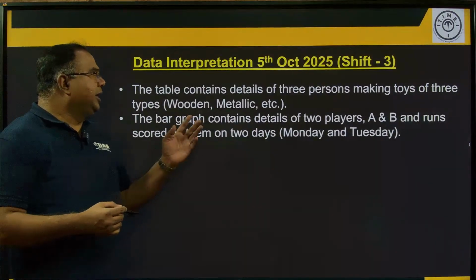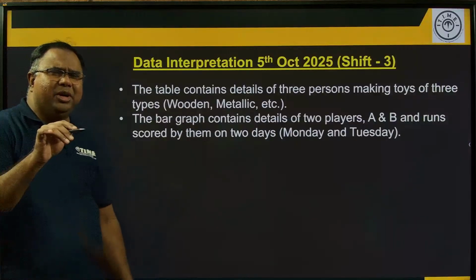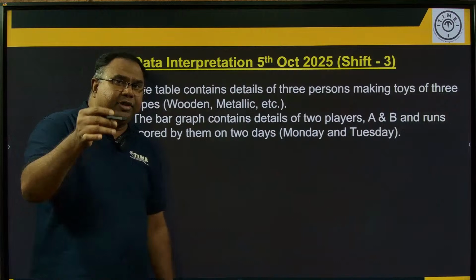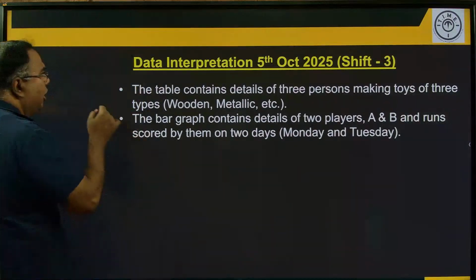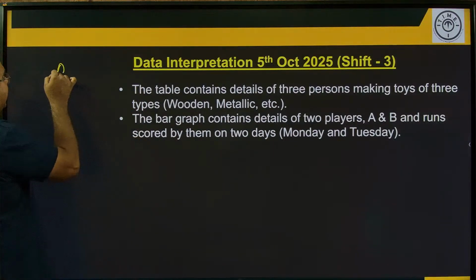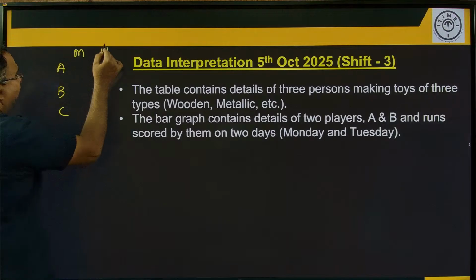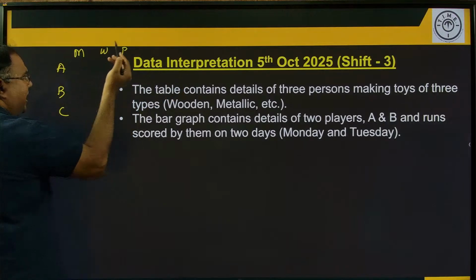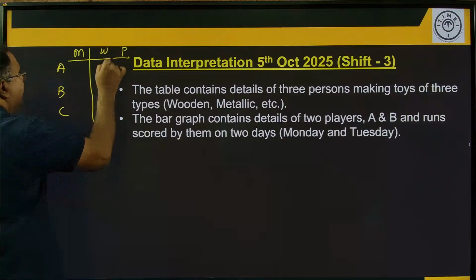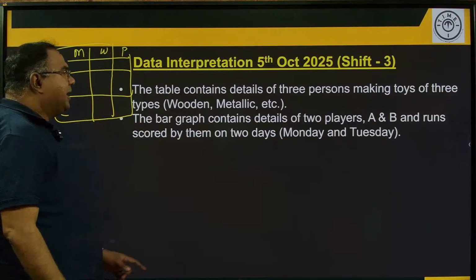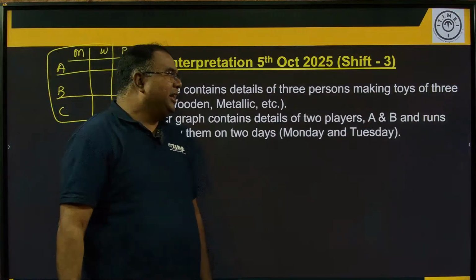Third slot contains details of 3 persons. Again, it is similar to 3 persons, 3 modes of transport, which was seen in the earlier 5th October shift 1 slot. Here also, we have details of 3 persons making 3 different types of toys, maybe metallic, wooden, or plastic. So he has given a 3x3 table. The data is easy to understand, comprehend and solve. But in the bar graph, there was one question which was generally time consuming.